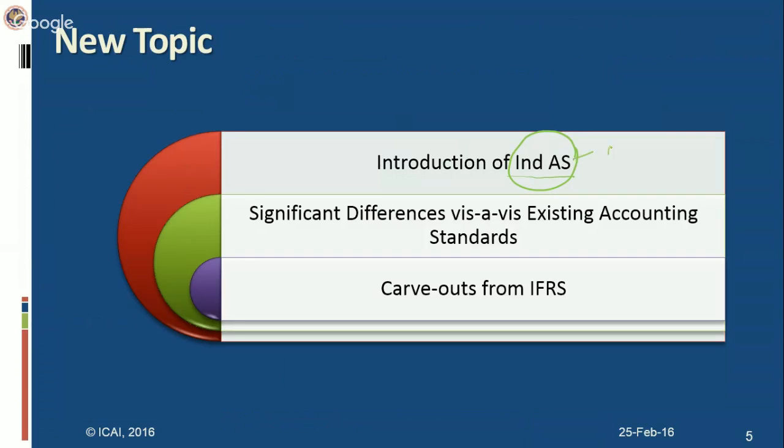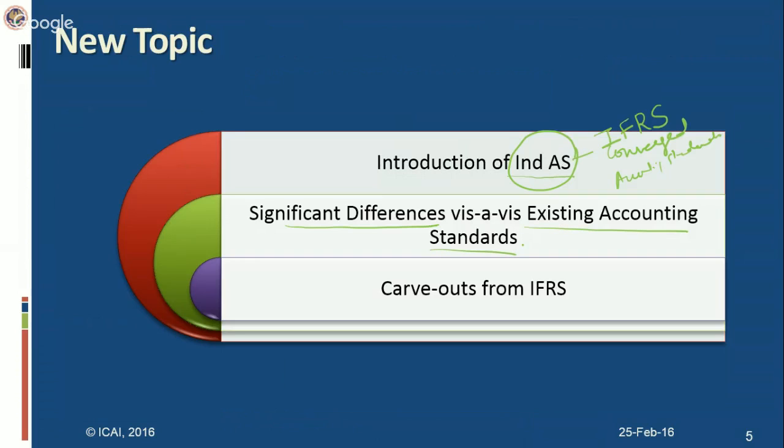So basically now it's very clear what Ind AS is. These are basically converged accounting standards. Converged with whom? Converged with what standards? Converged with IFRS. So we have not taken the IFRS as it is. We have made changes in IFRS and made them suitable for us. What are the differences of Ind AS vis-a-vis existing accounting standards?